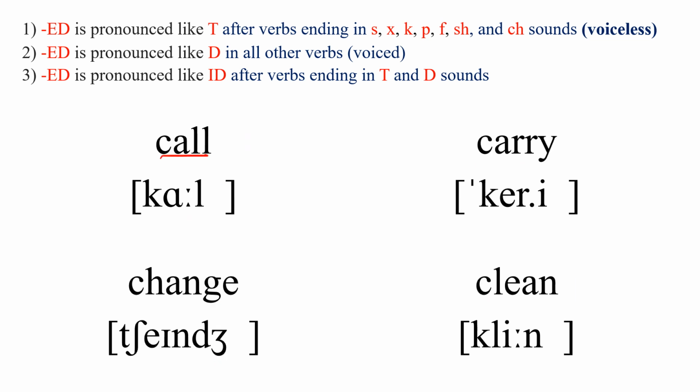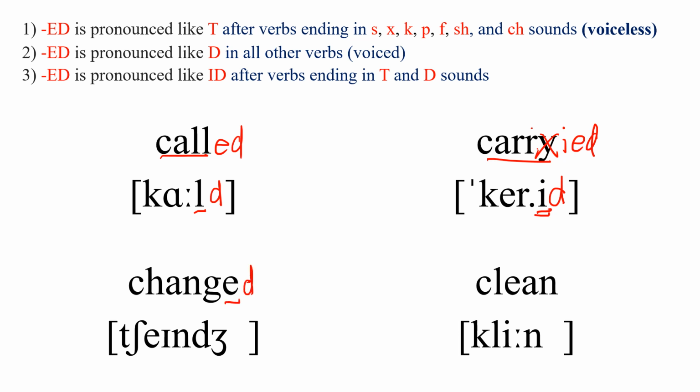And call, put ED. L is voiced, so it becomes D sound. Called. Next one is carry. This is consonant and Y. So change Y to I and put ED. And I is a vowel. Vowel is always voiced. So put this sound. Carried.